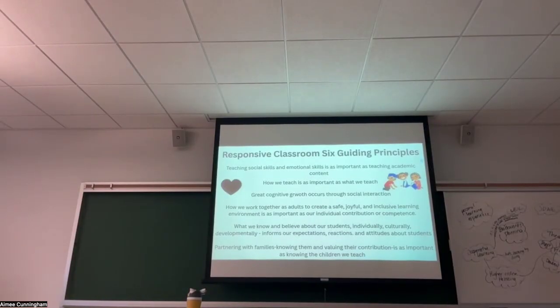And then what we believe about our students helps inform our expectations. So kind of going back to that idea of bias, what we believe our students can do is how we're going to set up the expectations. So if we have a low opinion of a student's skill, we are going to lower our expectations. And if we don't have a positive attitude about a student, then we are going to have a different kind of reaction towards that student.